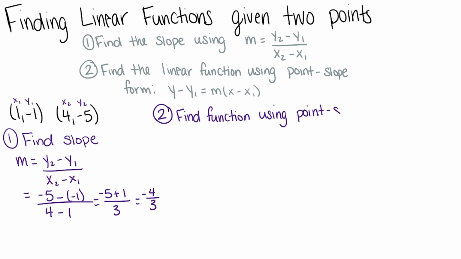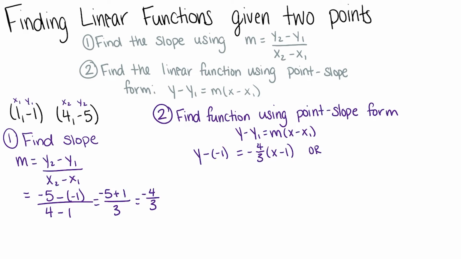Keeping in mind we're using point slope form, which is y minus y1 equals m times x minus x1. We're going to do this with both points so that we can see that they're always equivalent. We will have either y minus negative 1 equals negative 4/3 times x minus 1, or y minus negative 5 equals negative 4/3 times x minus 4.